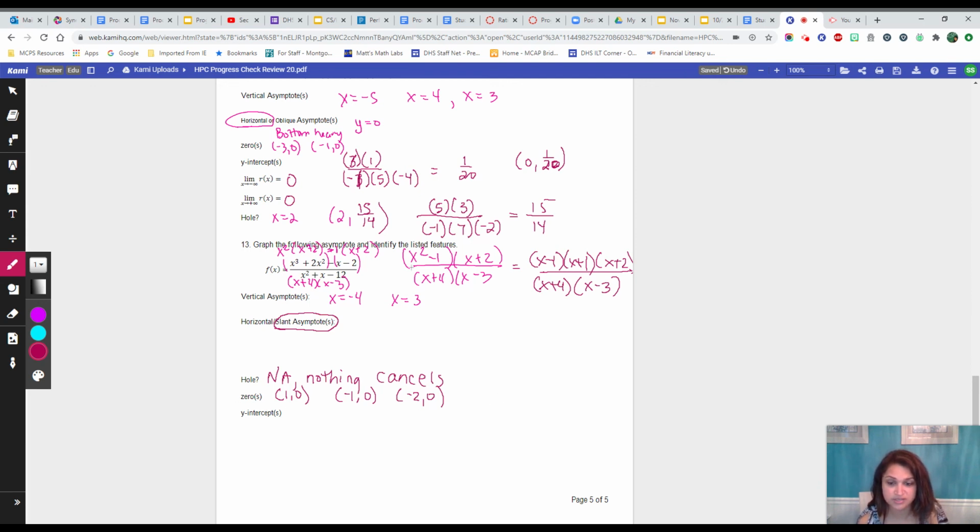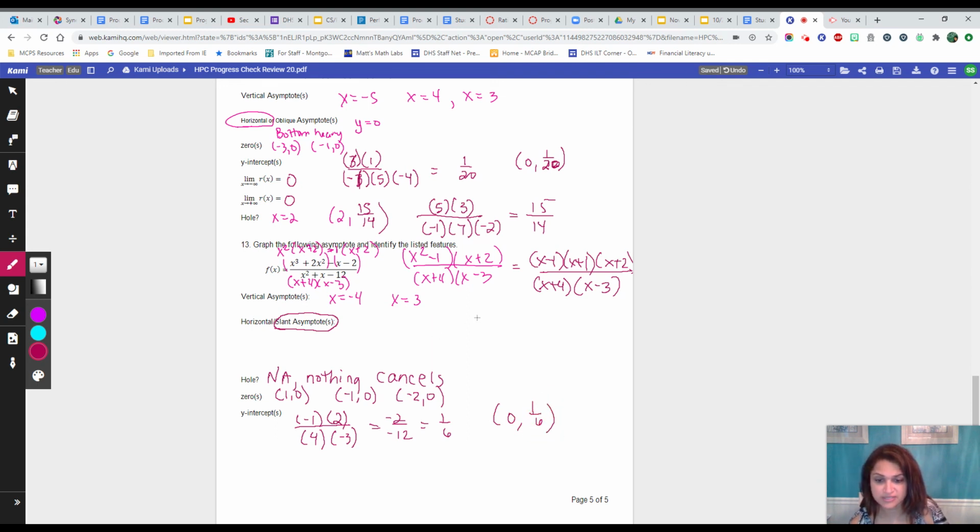Your y-intercept is where x is equal to 0. So I'm going to put my zeros in here. So I have 0 minus 1 is negative 1. So I'm putting it into this one. So 0 squared is still 0. So 0 minus 1 is negative 1. And then 0 plus 2 is 2. I could also put it into my original. And then 0 plus 4 is 4. And then 0 minus 3 is negative 3. All right, so I get negative 2 over negative 12, which simplifies to 1 over 6. So my answer is 0, 1/6.